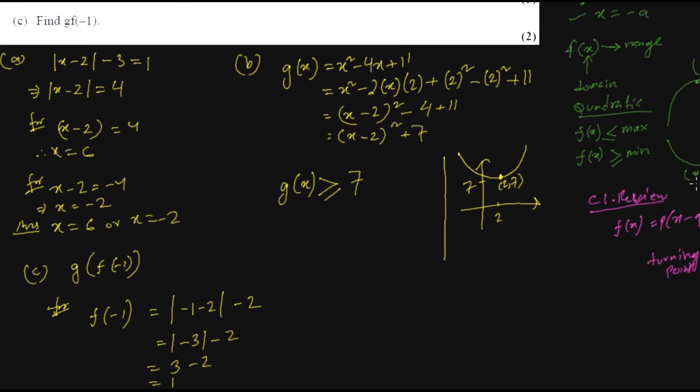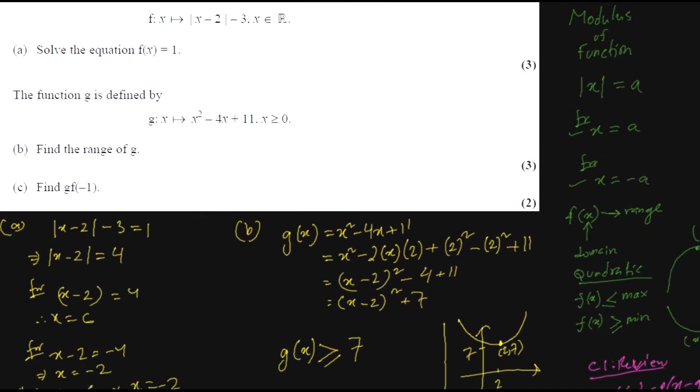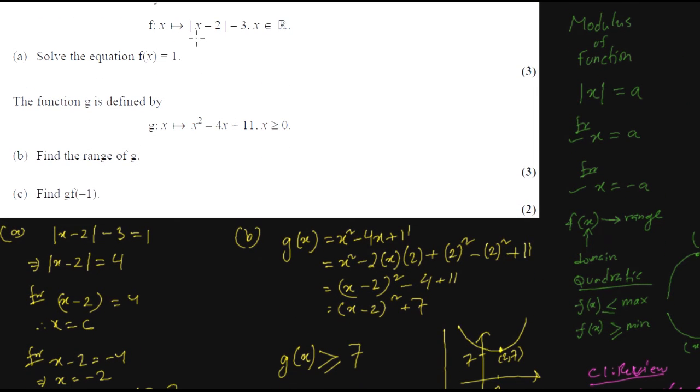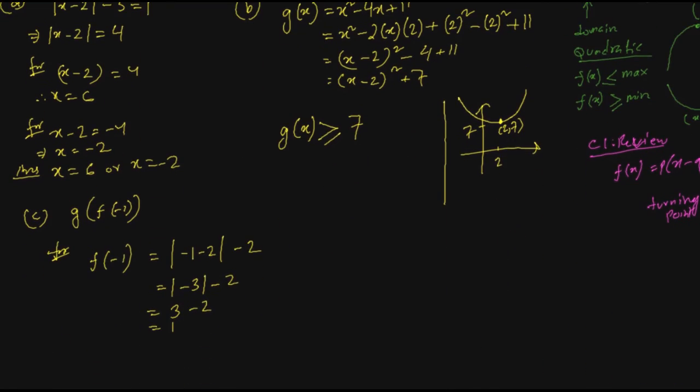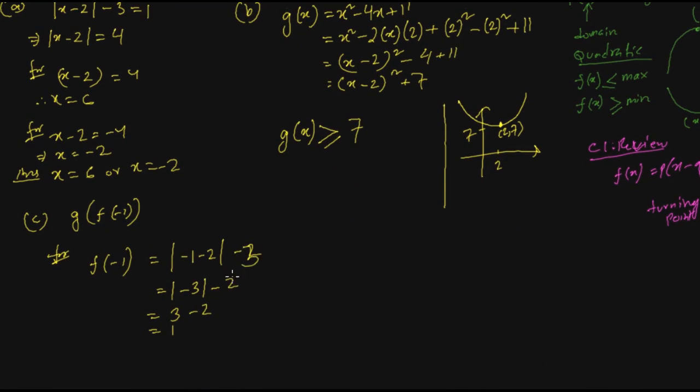Let me double check what it is going to be. It is the absolute value of x minus 2, minus 3. So let me correct it. This will be minus 3. So this will actually be 0. So f(minus 1) has a value of 0.